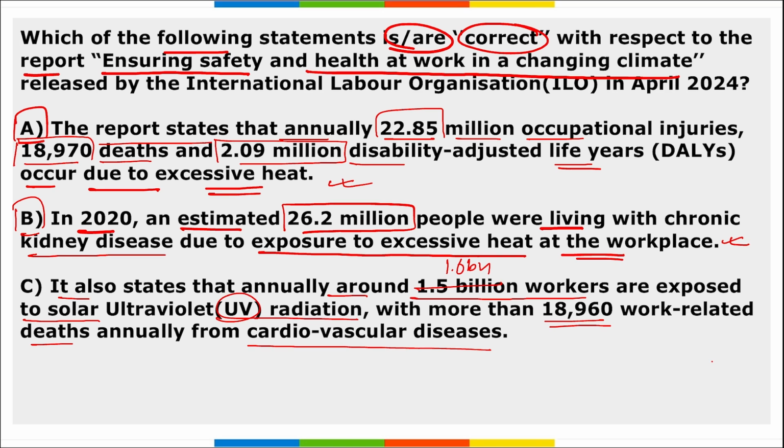Remember, in our sunlight there are UV rays, right? Those are your ultraviolet rays, and they can cause skin disease, right? And this will cause not cardiovascular disease but skin-related disease, even skin cancer. Now option C is right.